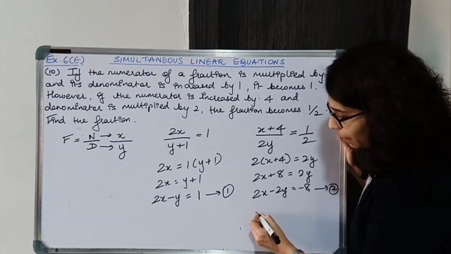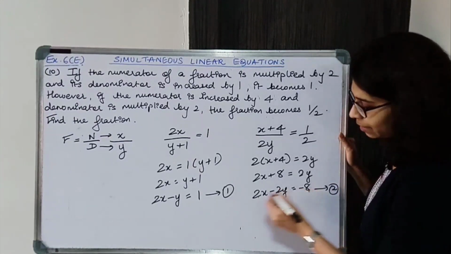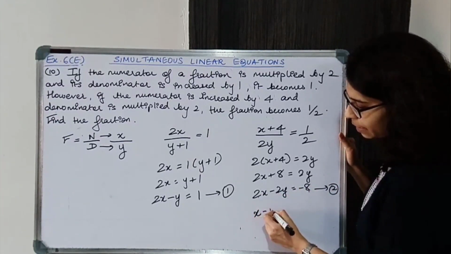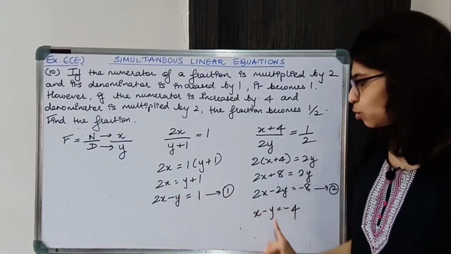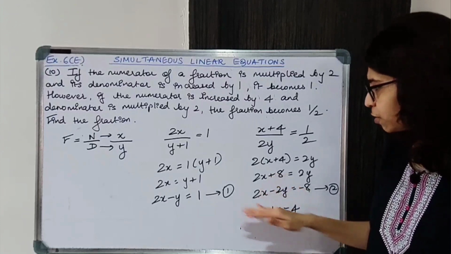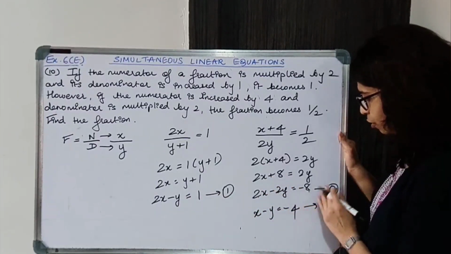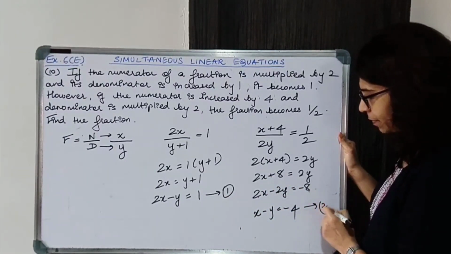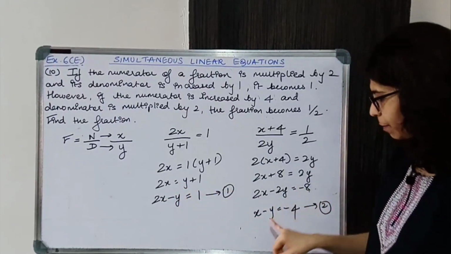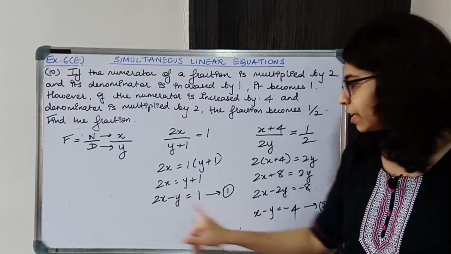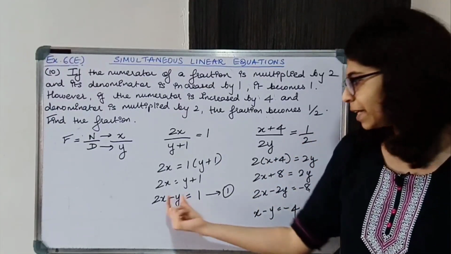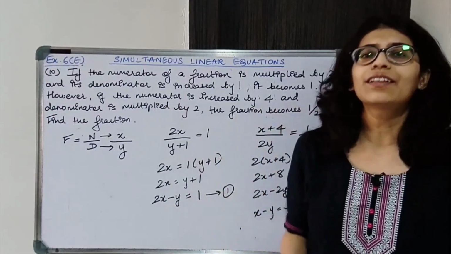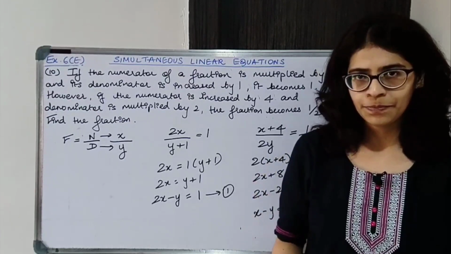So divide by 2 the entire equation, so this will become x minus y equal to minus 4. You can consider this and this also. Reduce this and make it equation 2 instead of this, and you can solve these two because here the coefficient of y is the same, it becomes 1 and 1, and signs are again the same, minus minus, so you have to subtract the two equations whenever the signs are same.